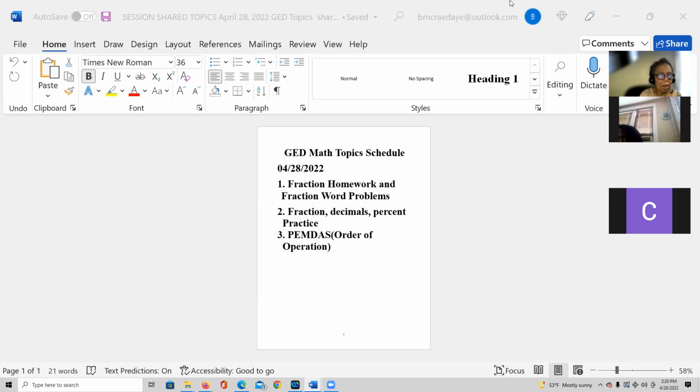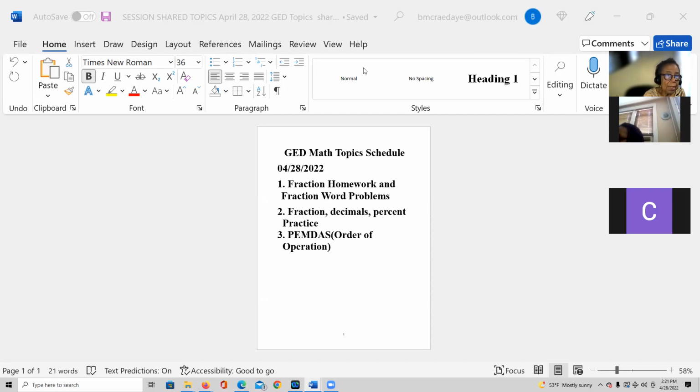Okay, now you get to see the schedule. We'll be going over our homework, and then we will be going into fractions, decimals, percent. How do you go from one form to the other? And we'll do a lot of practice on some problems. And then your homework, of course, will be on the fractions, decimals, and percents.